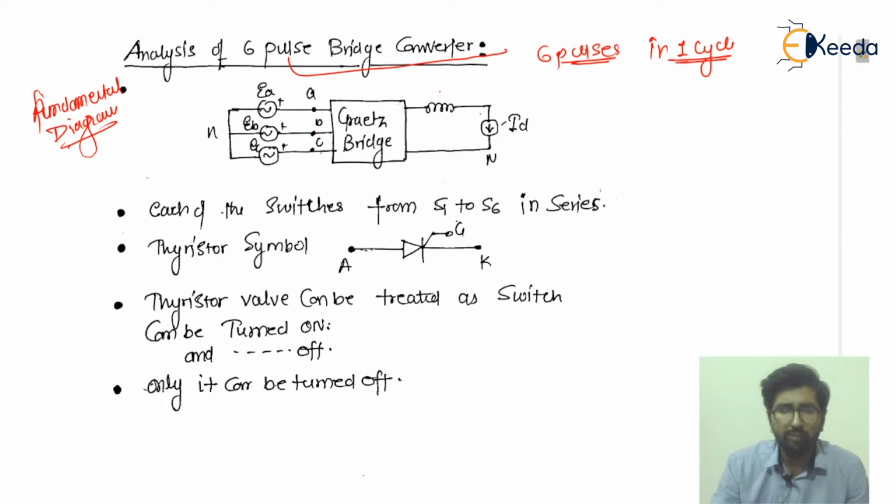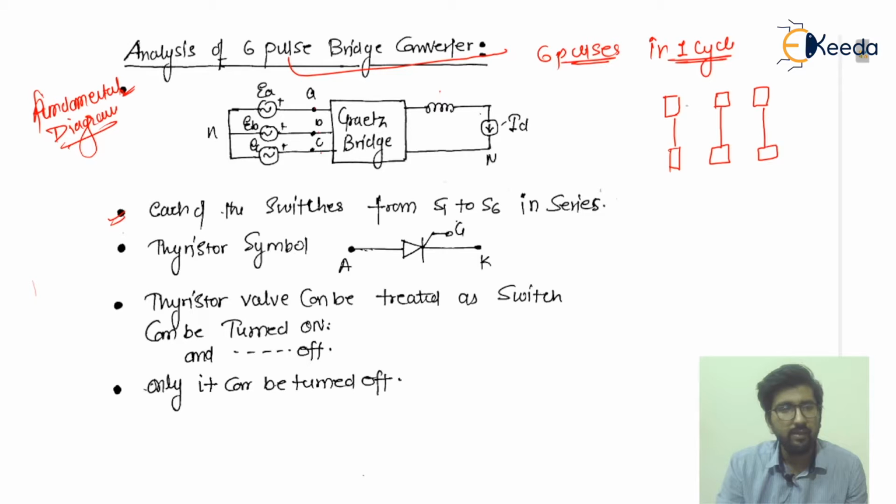Now we will see the other points. The first point is completed, now we will move to the second point. It is saying that each of the switches S1 to S6 is connected in series. In the last lecture we have already discussed that in this fashion all are connected, and there are 3 legs like this.